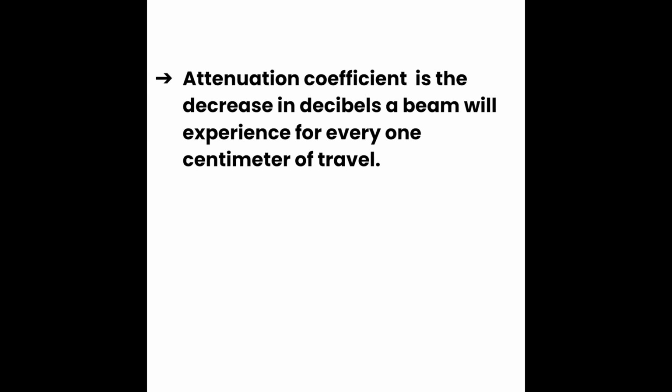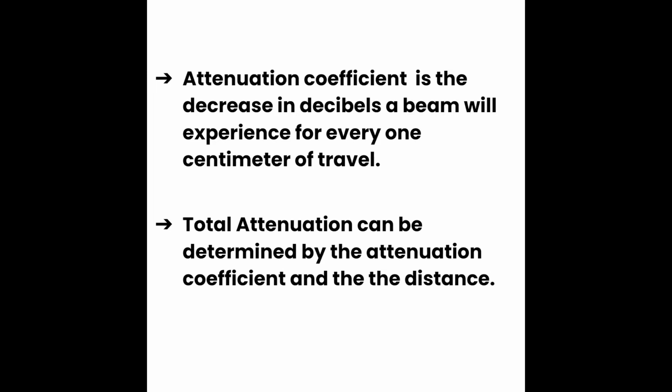The term is attenuation coefficient, and the attenuation coefficient is the decrease in decibels a beam will experience for every 1 centimeter of travel. We can then take the attenuation coefficient and calculate the total attenuation, because the total attenuation will be determined by not only the attenuation coefficient, but the distance that the beam travels. So the attenuation coefficient is going to tell us the number of decibels sound attenuates for every centimeter of travel in a particular medium. What's neat about this is that the value, once it's calculated, is a consistent value at every depth. So it's really helpful for calculating that total attenuation.